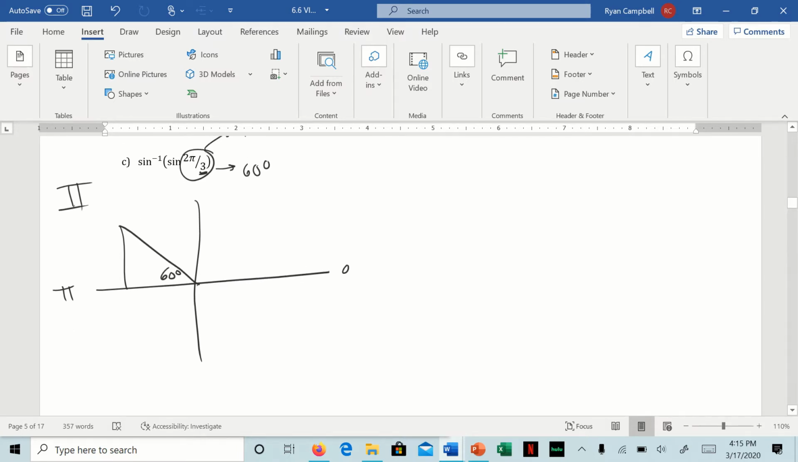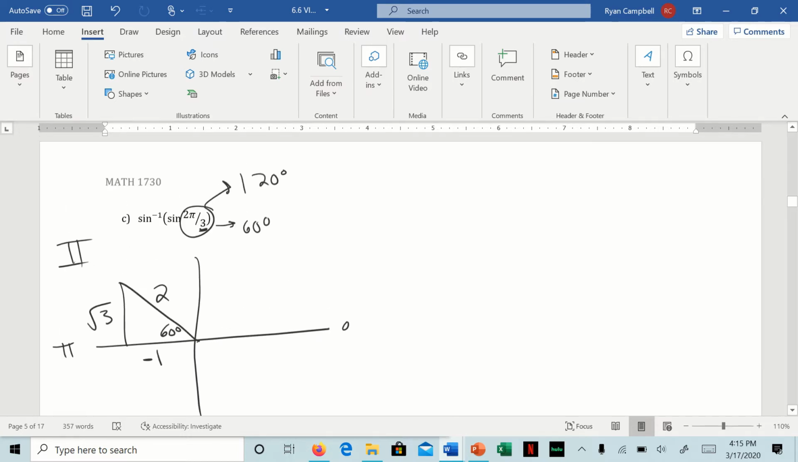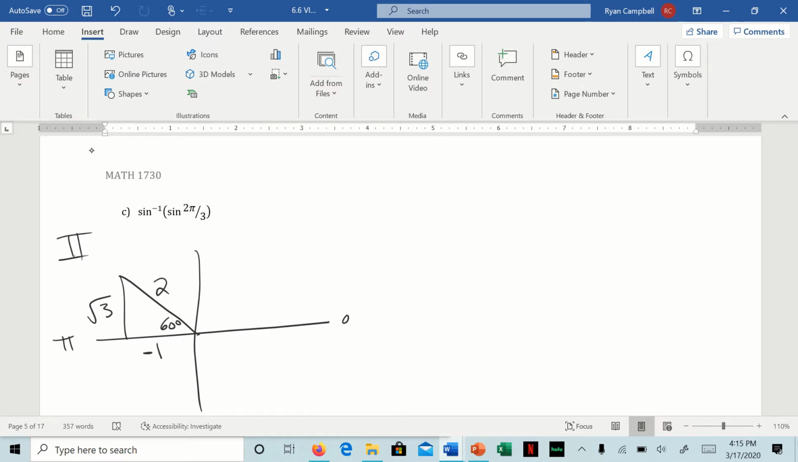So what are we supposed to remember about 60 degrees? Well, across from it is square root of 3, adjacent is 1, hypotenuse is 2. What did we forget? Need to make sure to remember having that negative on the 1 because we're in the second quadrant. Good. All right. So what is the sine of this? Sine is going to be the square root of 3 over 2, right?